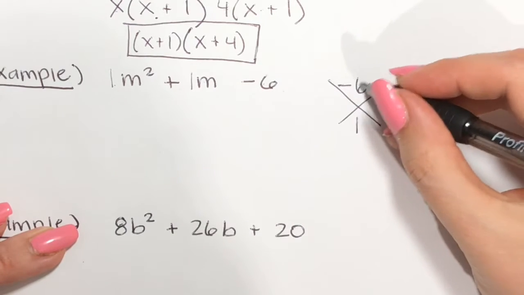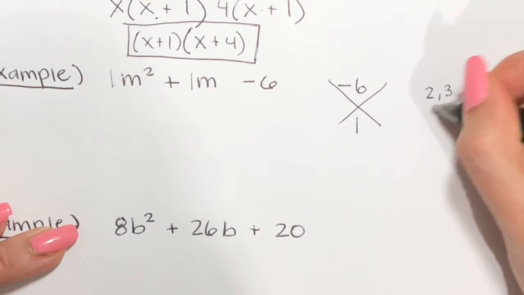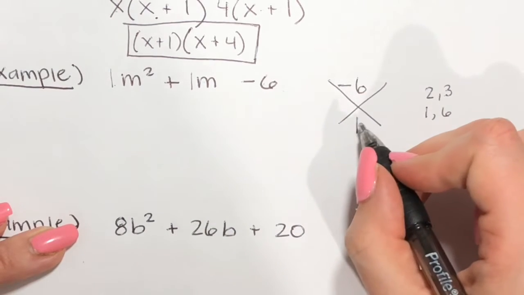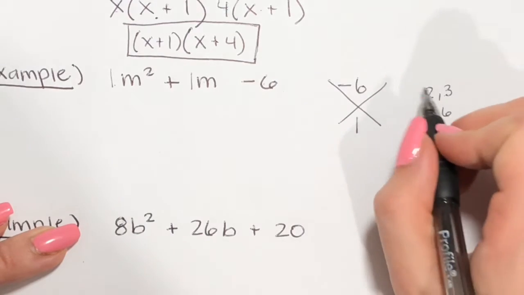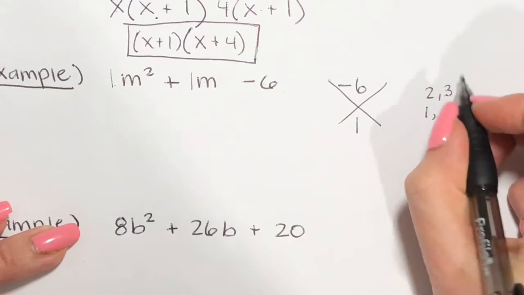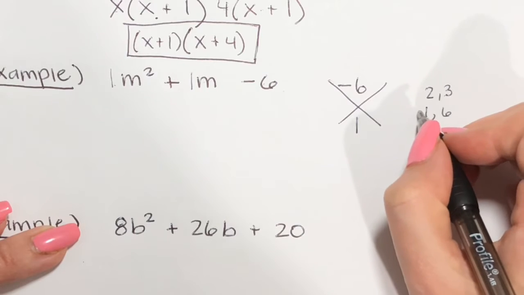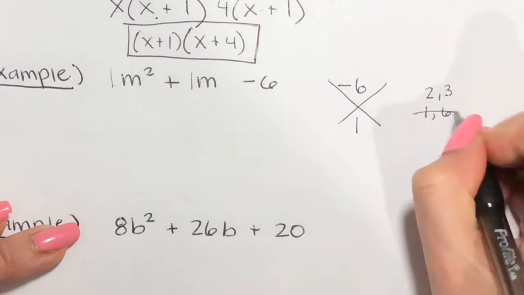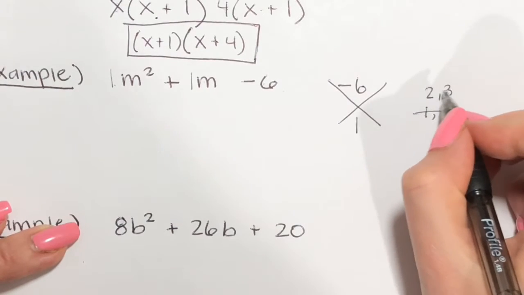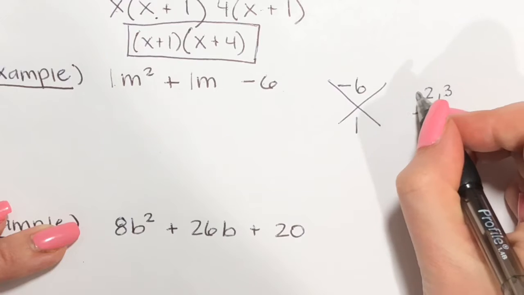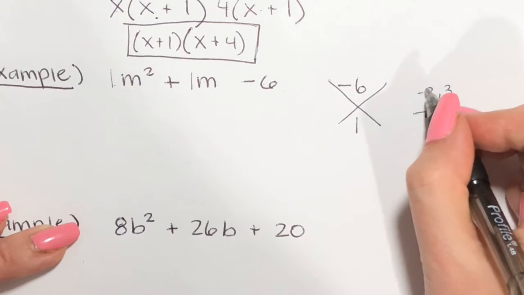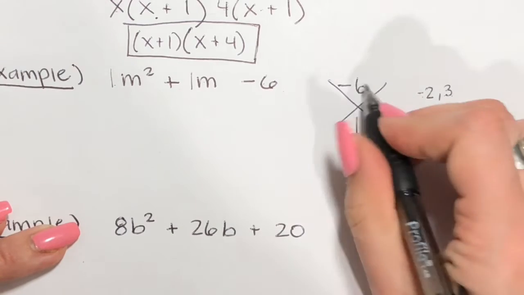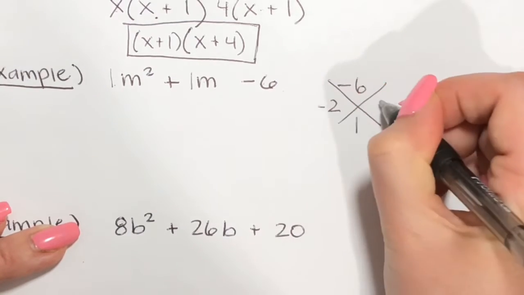But we want to think of numbers that multiply to be 6 first. So there's 2 and 3 and 1 and 6. I want to pick the pair that can give me 1. But I do have a negative in here, which means one of the numbers needs to be negative. So if I look at 1 and 6, if I do negative 1 and 6, that gives me 5, or 1 and negative 6 gives me negative 5. That one's not going to work. But if I do 2 and 3, if I make this a negative 2, negative 2 plus 3 is 1 like I need it. And negative 2 times 3 is negative 6. So this one will work.